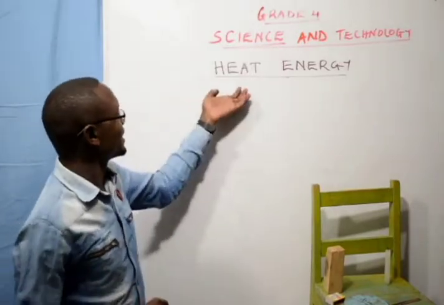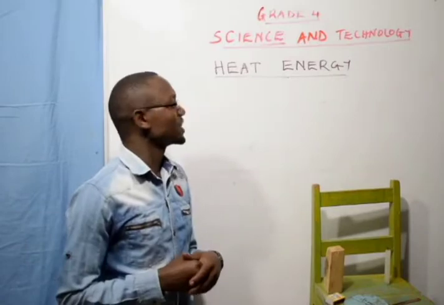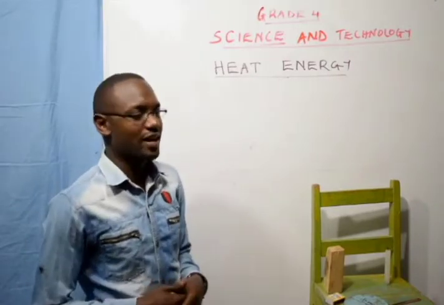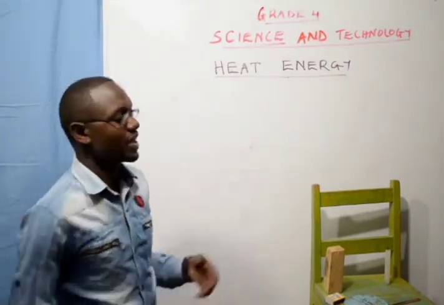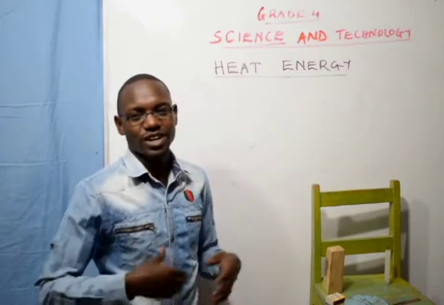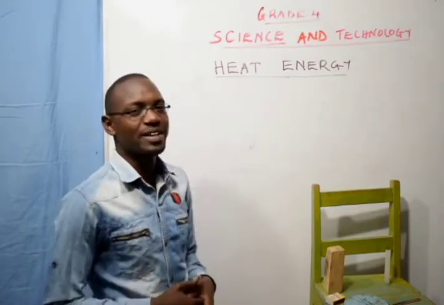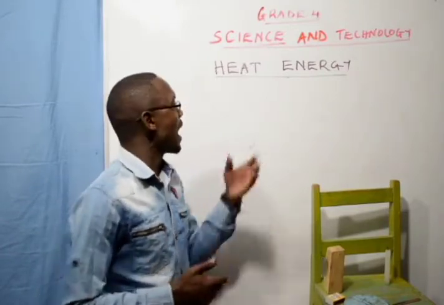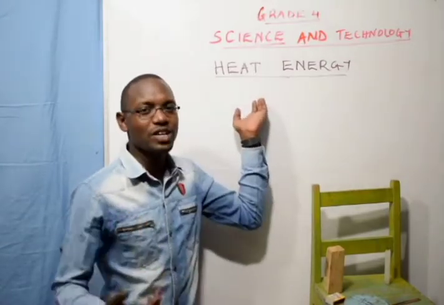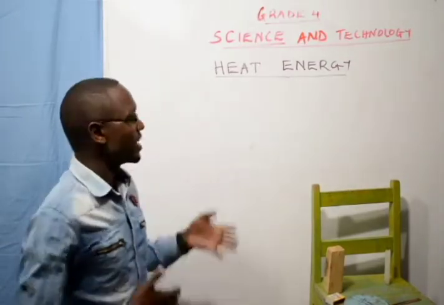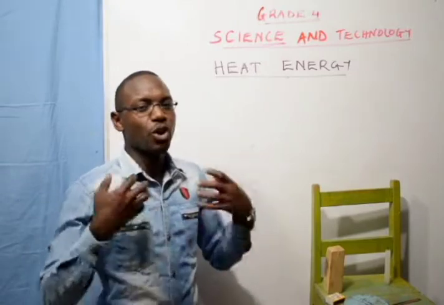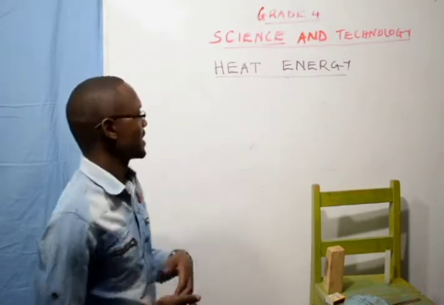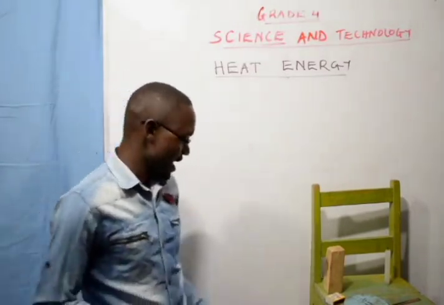So heat energy, for example, you've seen some various heat appliances at home, maybe a cooking pot or a sufuria. What happens once you touch a hot sufuria? It will burn you because it has some heat. Once something becomes hot, it produces heat. That is what we call heat energy.